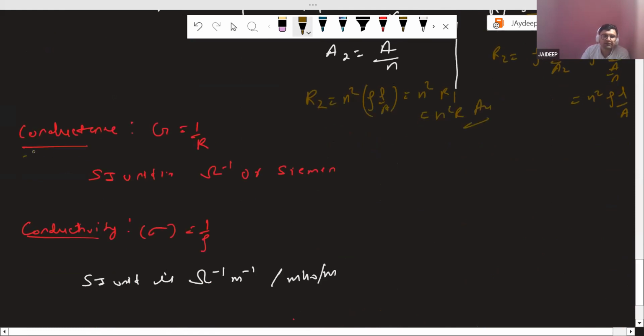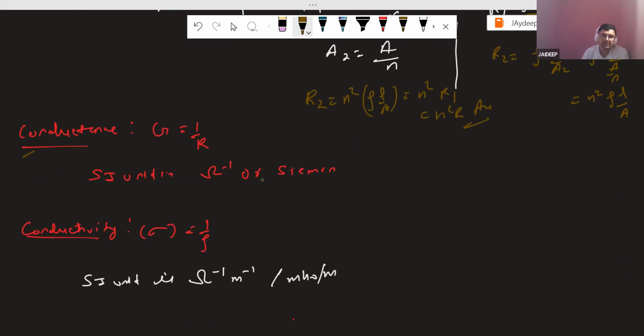Now, conductance. Conductance is defined as the reciprocal of resistance. Its SI unit is per ohm or Siemens. Conductivity is the reciprocal of resistivity. Its SI unit is per ohm per meter or mho per meter.